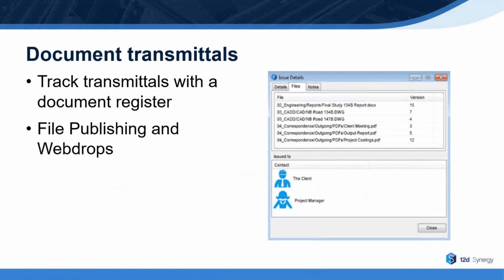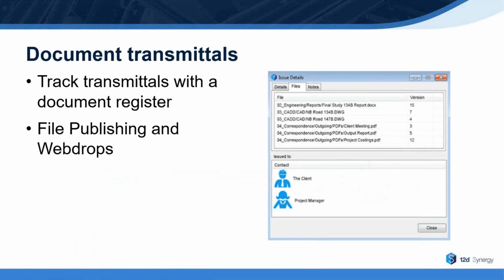We also have the ability to track document transmittals with our file transmittal register. With our transmittal register, we also offer services called file publishing web drops. Now, often you'll be dealing with large files, and you might be using things like Dropbox or OneDrive to transmit those files. With file publishing, you can create a download link that you can give to your client or stakeholder, and then they can simply download it straight from your server.